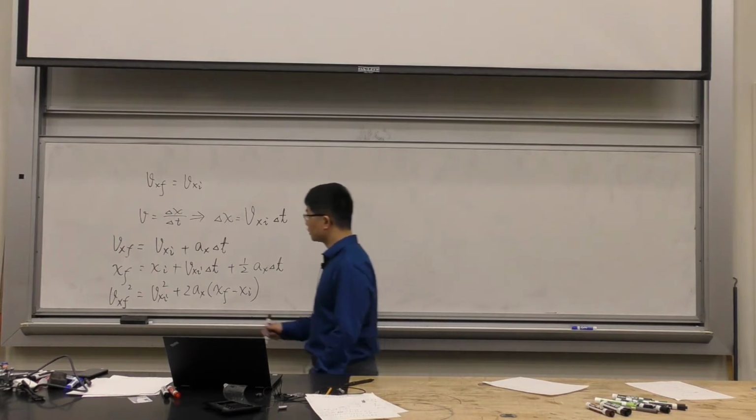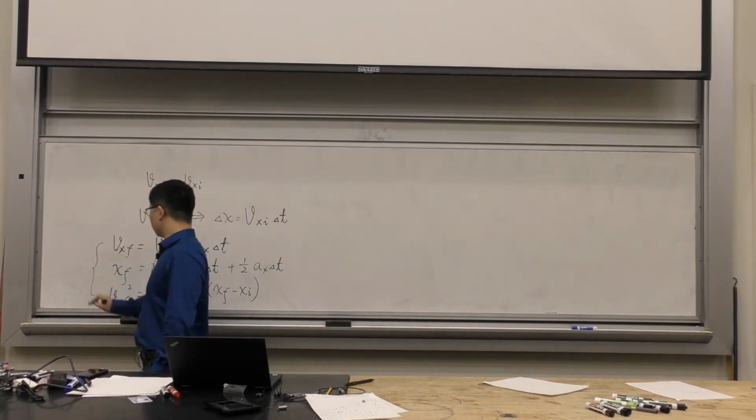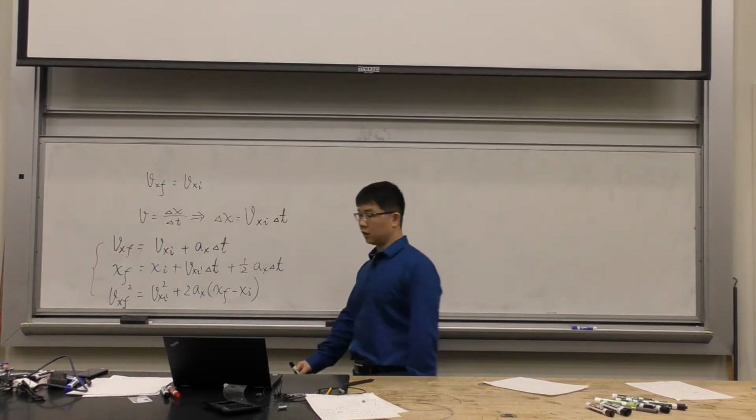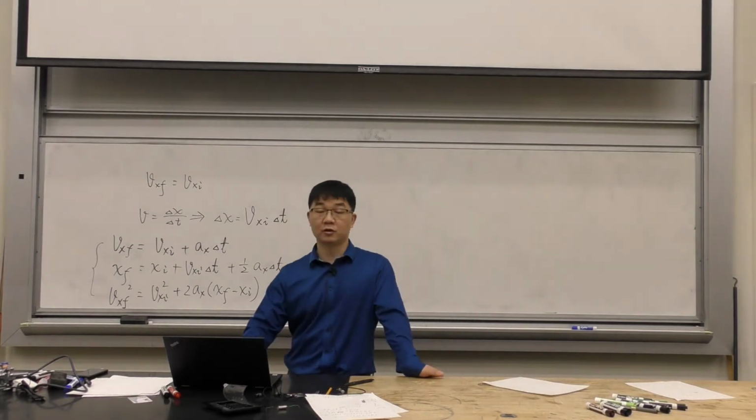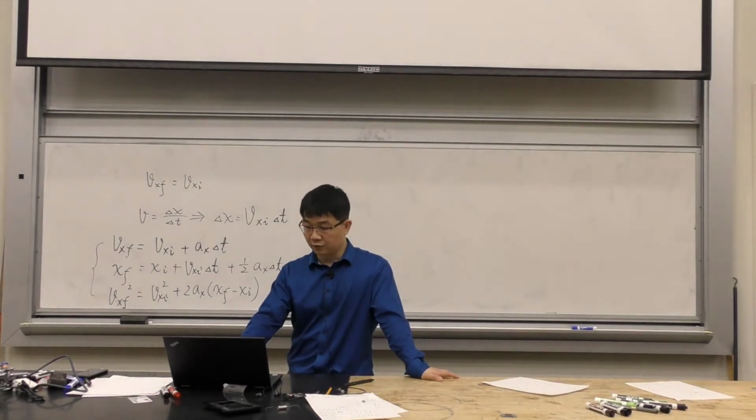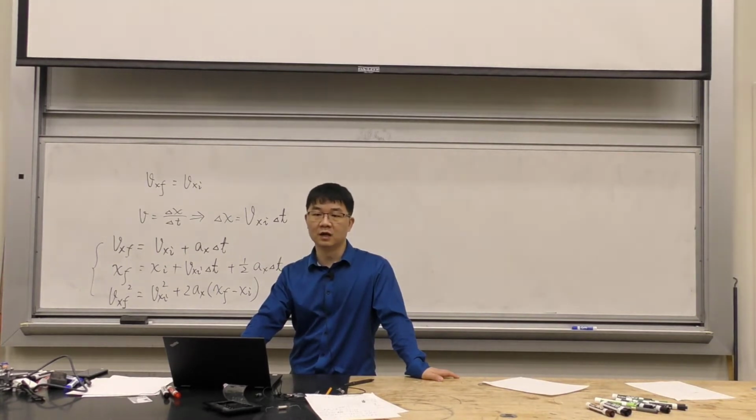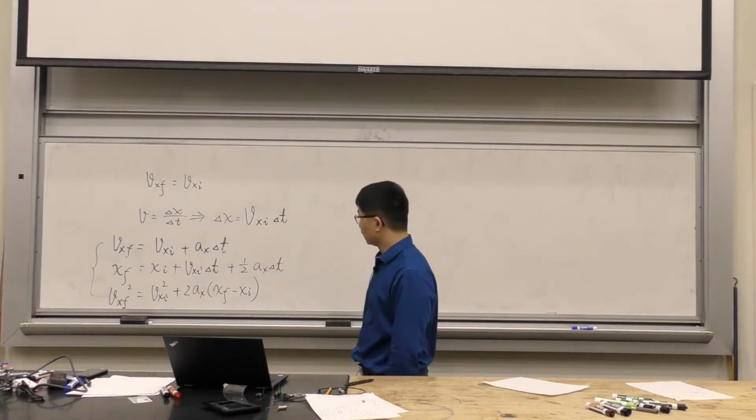So these equations are the theory you're going to use when you see a constant acceleration motion. Okay, so you always manipulate these three equations. Sometimes you use one of them, sometimes two of them, and sometimes you need to use all of them to find things you need. Okay. All right.